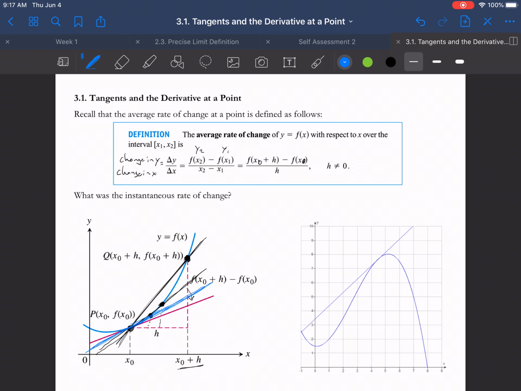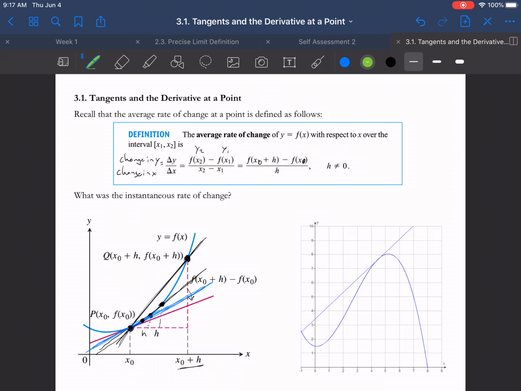I end up with something that's now even closer to that red line, to that slope. And so how do I make that even better? Hopefully you're thinking, well, I just move h even closer, right? Essentially, as we move h closer, we're just making h smaller and smaller. We're taking smaller and smaller steps away from our original starting point.